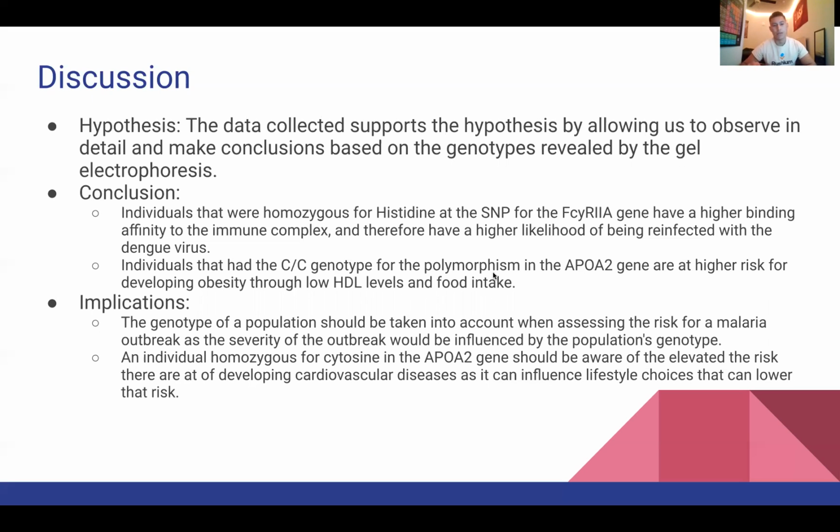And implications for this would be, in terms of dengue, if a population is mostly comprised of homozygous histidine, it's going to be a bigger outbreak, and officials have to account for that. And as for the second project, individuals homozygous for cytosine in the APOA2 gene should just be aware of the elevated risk of developing heart disease and make some lifestyle choices to address that and lower that risk of heart disease. So, any questions?